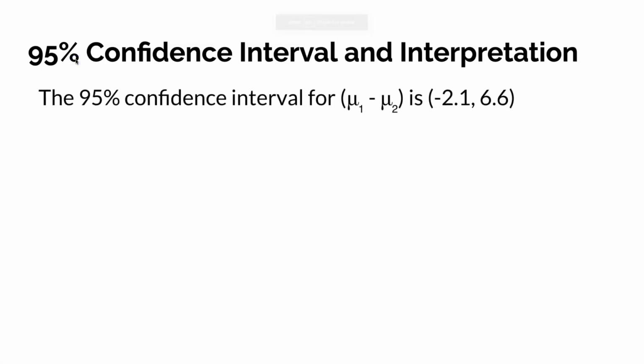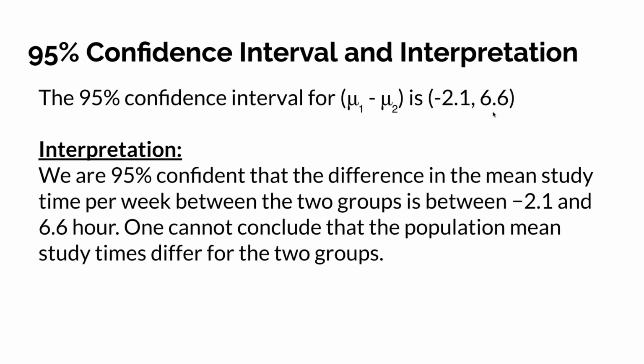The 95% confidence interval for mu1 minus mu2, the average time for students who are planning to go to graduate school minus the average study time for students who don't plan on going to graduate school, is from negative 2.1 to 6.6. What does that mean? We are 95% confident that the difference in the mean study time per week between the two groups is between negative 2.1 and 6.6 hours. We cannot conclude that the population mean study time differs for the two groups.